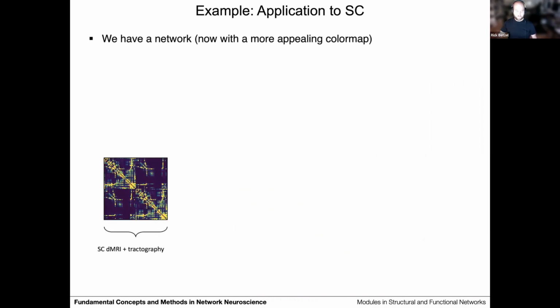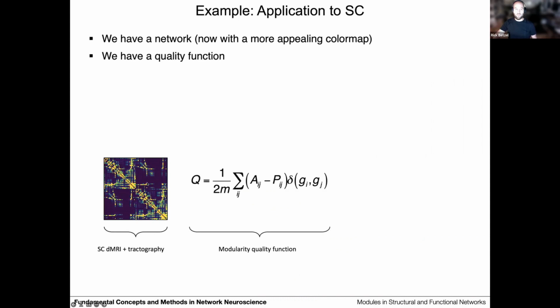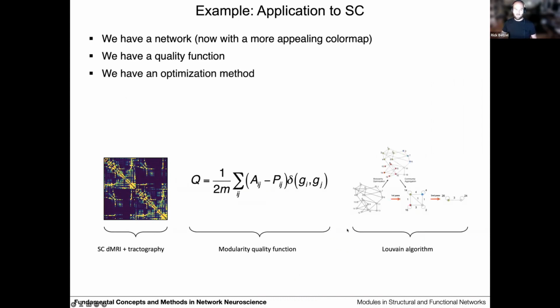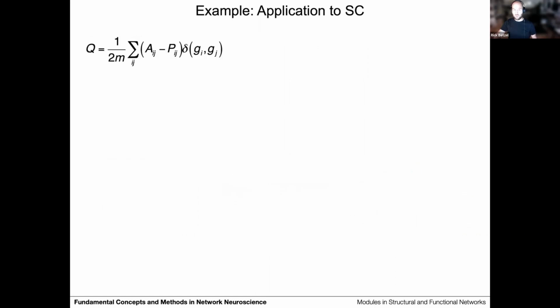Okay, so let's try applying this to structural connectivity data. So I'm taking my network from before, just a better color map now. It's not reds and whites. So we have our network, we have our quality function, the modularity, and we have an algorithm for optimizing modularity. So this is the process. These are the general steps that you would take to optimize modularity and detect communities. Remember, in our modularity function, there are multiple components. We have that observed network A. The community assignments is what we're trying to detect, we're trying to discover.